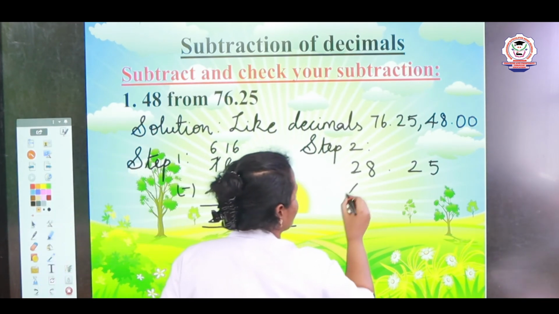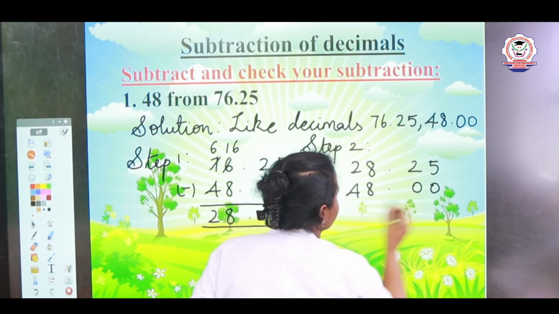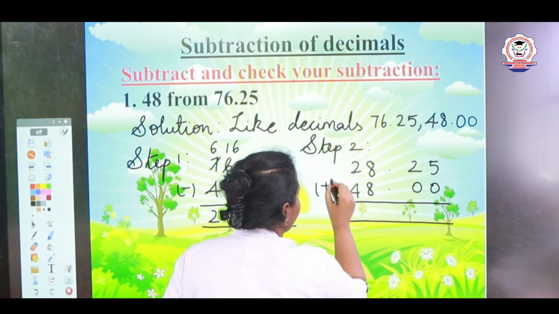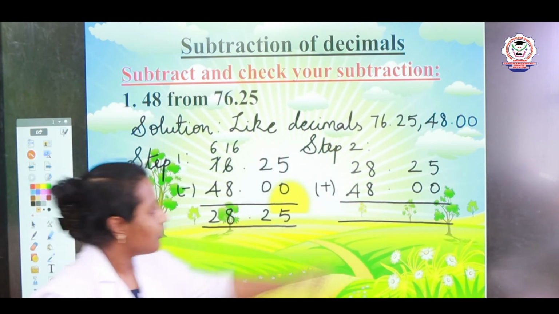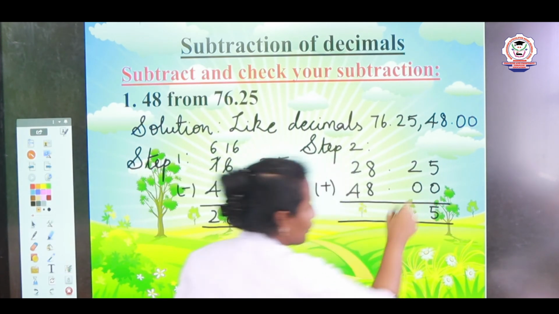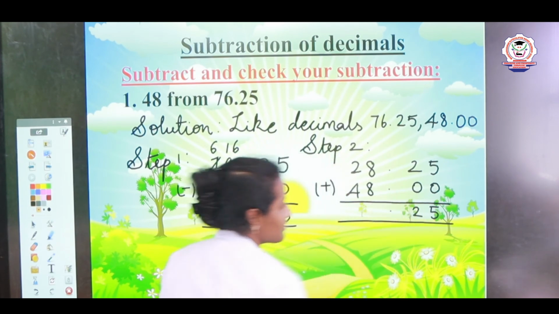48.00. So we are going to add the 48.00. Yes, my dear children, now add. Now we are going to add 5 plus 0. Very good, it is 5. 2 plus 0, 2. Very good. The decimal point will be in the same column.